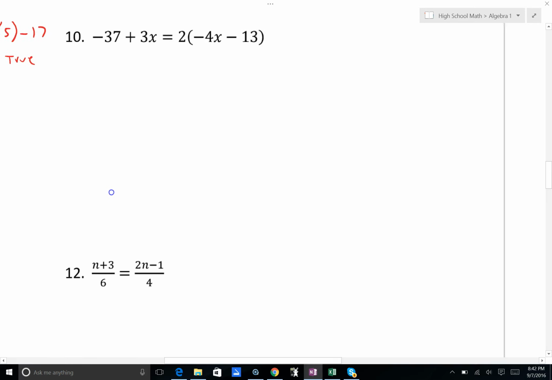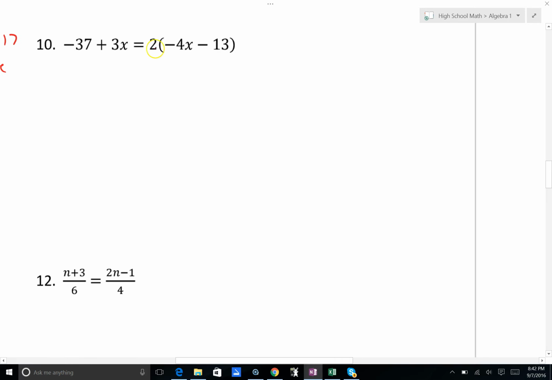Number 10. We notice we have a number connected to a parentheses. We'll begin by distributing. On our left hand side, 2 times minus 4x will be minus 8x. 2 times minus 13, minus 26. On the right hand side, I will keep my expression negative 37 plus 3x.